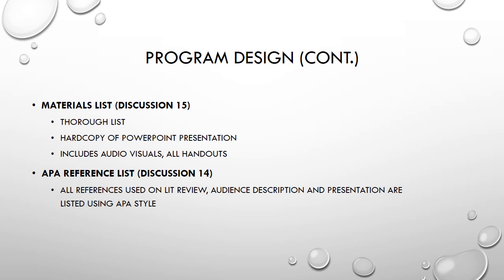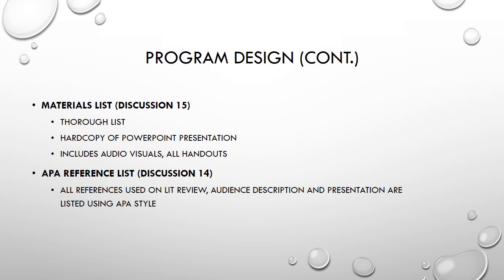Okay, so your last sections are going to be your materials list. This is going to happen in discussion 15. Basically, this is just a list of all of the materials that someone would need in order to put together your presentation. Within this section, you'll also have a copy of your PowerPoint, and you'll want to make sure that you just copy and paste the content of your slides in there.